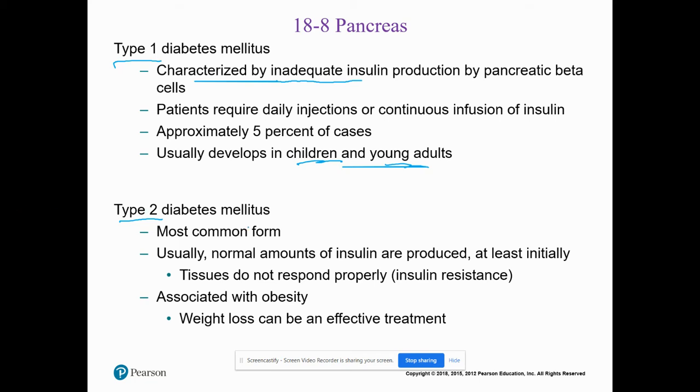Type 2 is the most common form in the United States. It's usually because we're producing way too much insulin.